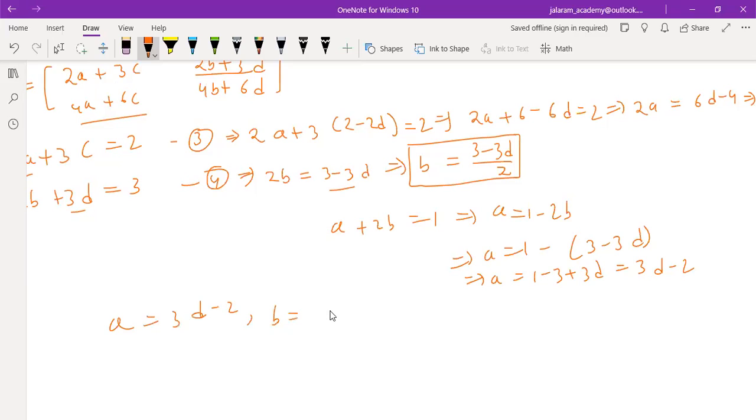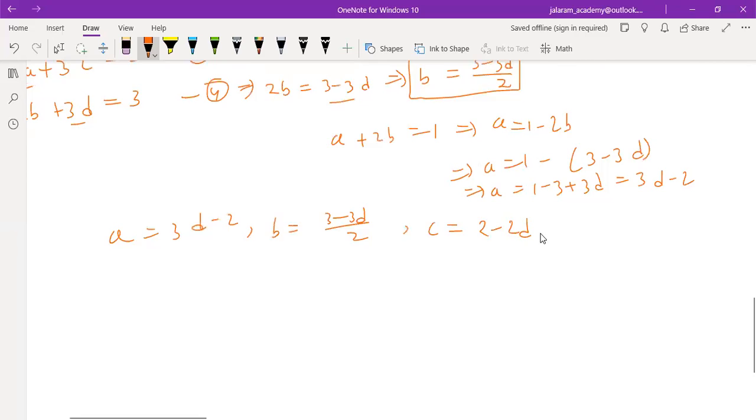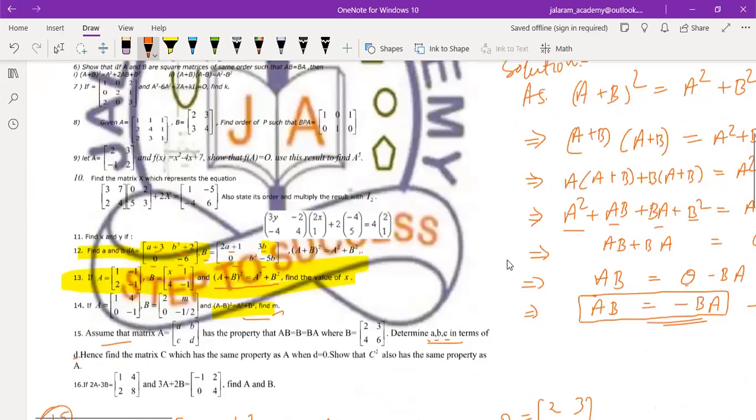B equals (3 minus 3D) upon 2. C equals 2 minus 2D, and D itself is D. Okay. Then what is the next step?